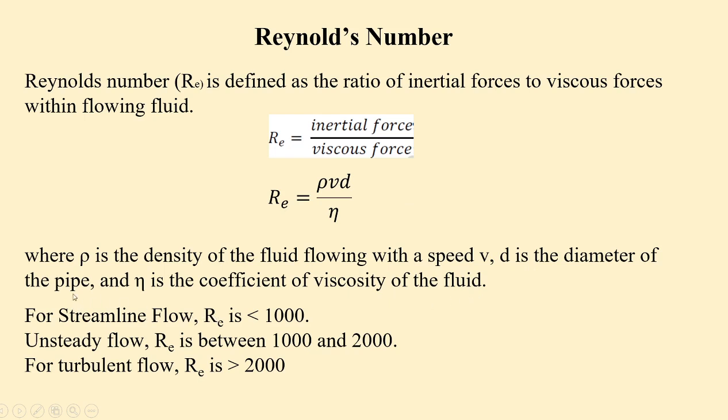And he discovered that for streamline flow, the Reynolds number is less than 1000. When the Reynolds number is between 1000 and 2000, the flow is unsteady, because it lies between streamline and turbulent flow. When the Reynolds number is greater than 2000, the flow is turbulent. So from the Reynolds number, we can predict whether the flow is streamline or turbulent.